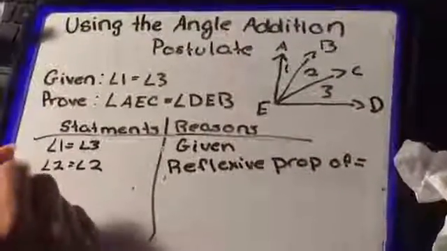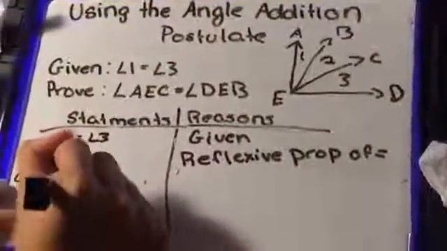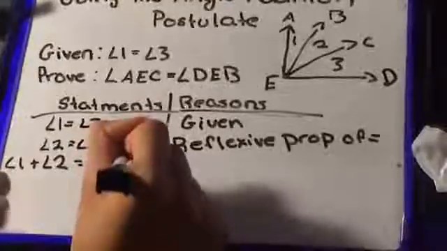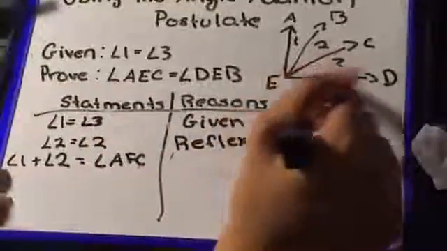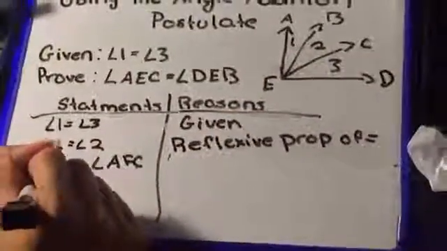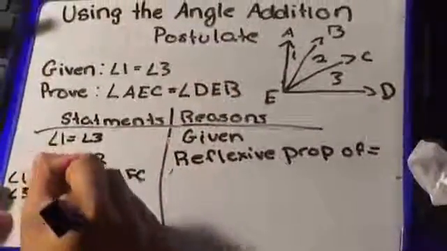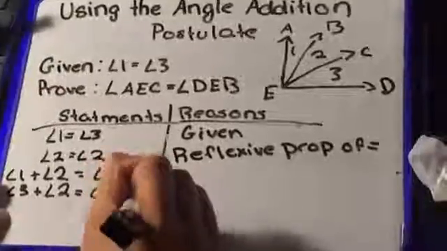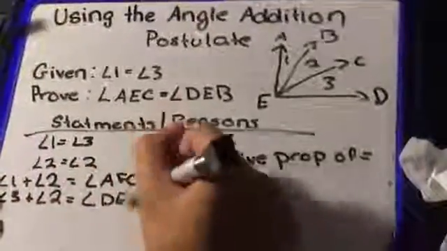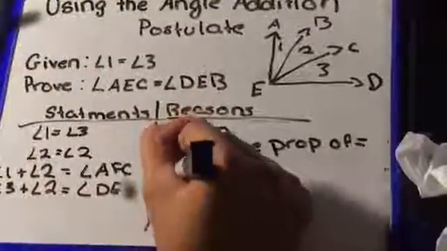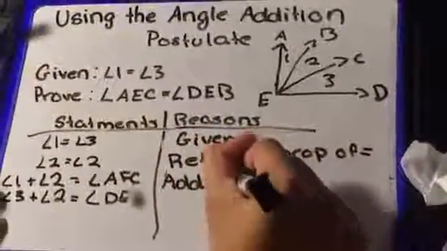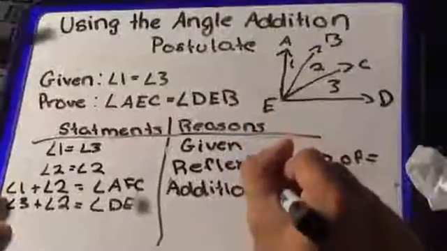Next, we could say that angle 1 plus angle 2 is equal to angle AEC, and angle 3 plus angle 2 is equal to angle DEB. Now we could say this because of the addition property of equality. And this is kind of where your angle addition postulate comes into play.